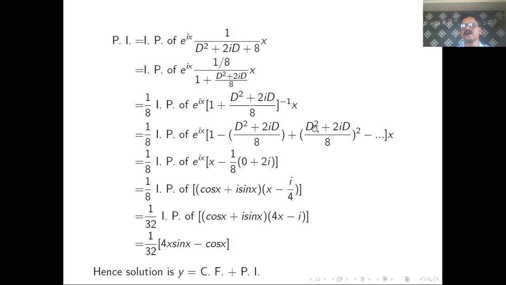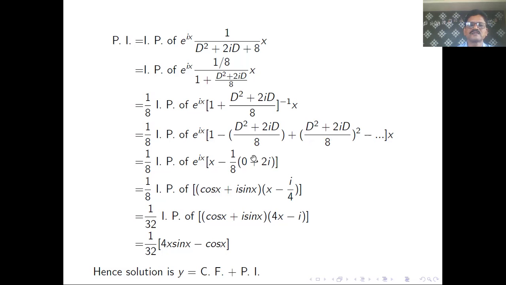Then what is left here? (D square plus 2iD) whole square. It involves here the minimum power of D to be 2. And we know second derivative onwards, all derivatives of this function are 0. So you don't consider the terms from this term onwards, because the next term involves minimum power of D to be 3, and so on. And that's why, friends, you don't consider the rest of the terms.